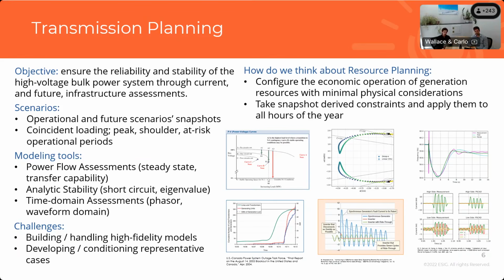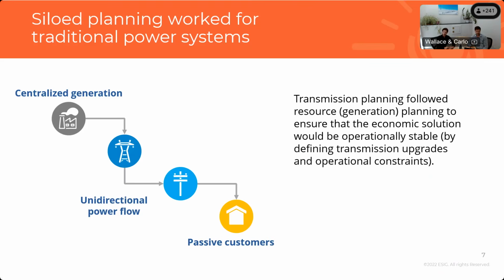And again, what Carlo was emphasizing previously is that generally speaking, what they'll do is take the results of snapshot analysis, derive constraints, and then apply them to many and/or all hours of the year. So that's the overview of transmission planning, a lot going on.